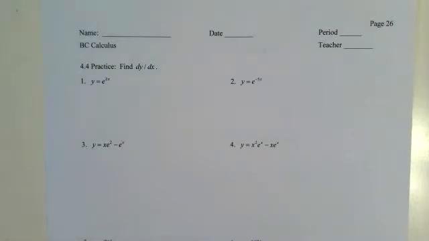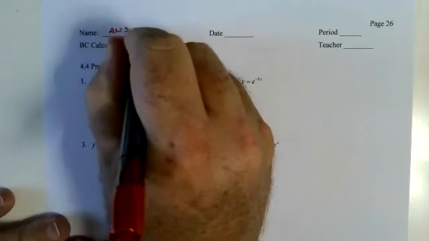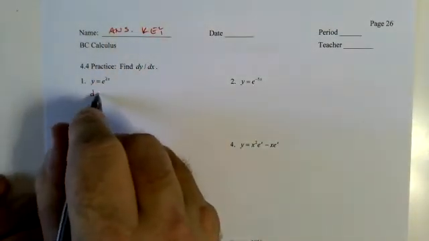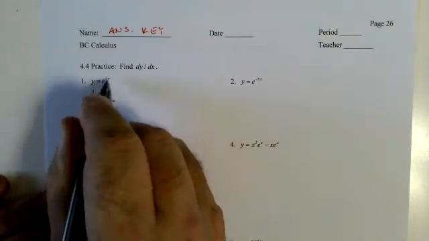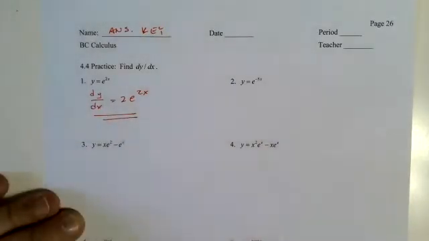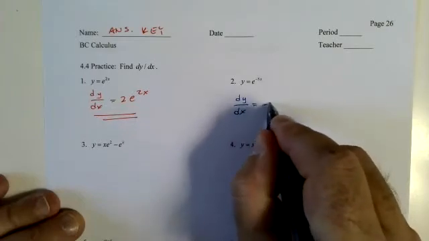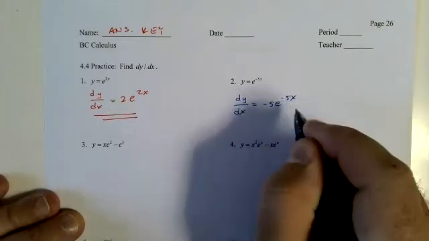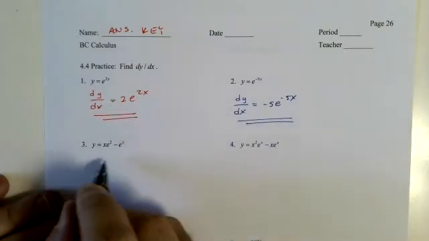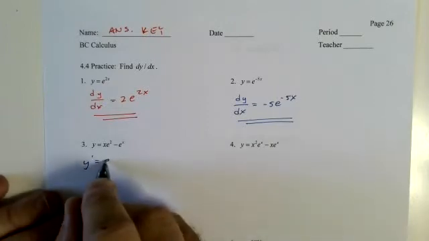4.4, derivatives of exponential and logarithmic functions. So we're just working out the problems. I'm gonna just blow through these because quite frankly, they're not that hard. 2 from the chain rule, e to the 2x, done. -5, e to the -5x. Yes, I could write that with e on the bottom. Why would I? E squared is not a variable. E squared.